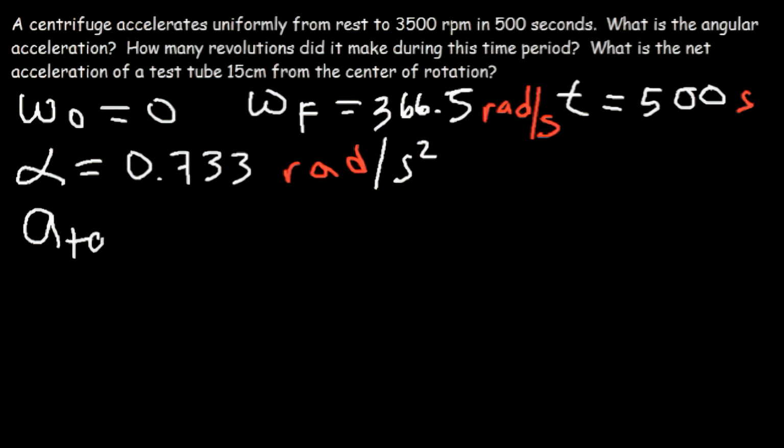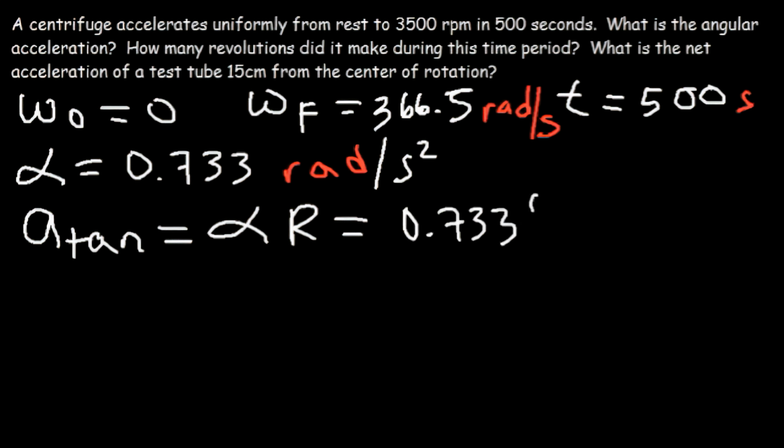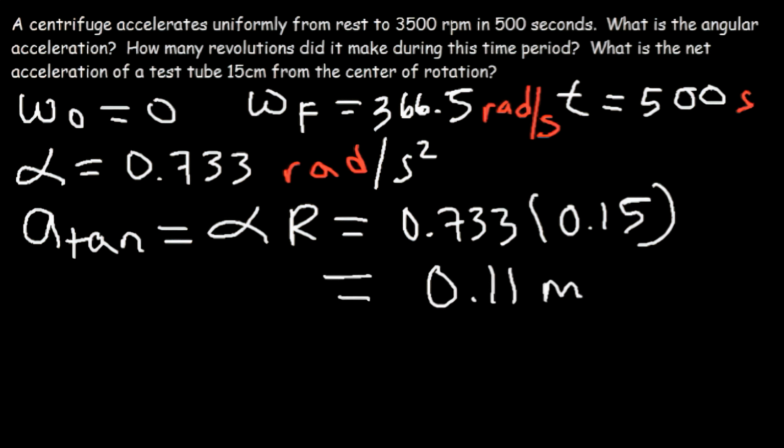The tangential acceleration is alpha times r. So alpha is 0.733, and the radius, the distance between the test tube and the center of rotation, that's 15 centimeters. If you divide that by 100 to convert it to meters, that's 0.15 meters. So it's 0.733 times 0.15. So the tangential acceleration is about 0.11 meters per second squared.